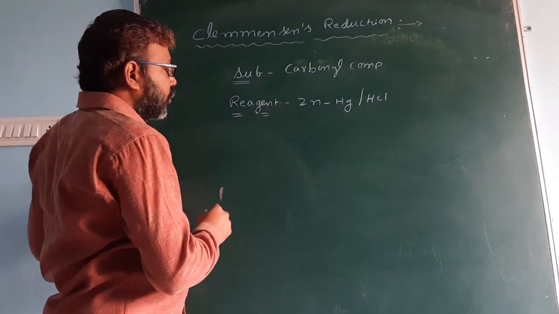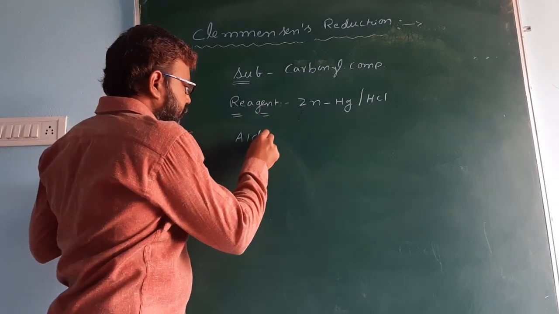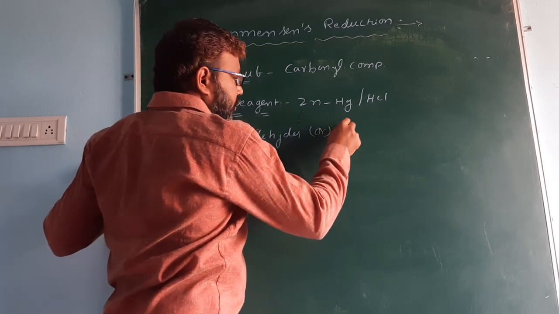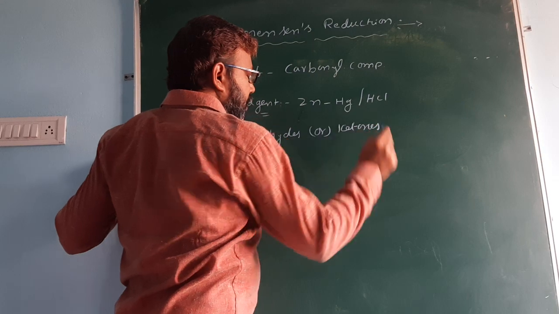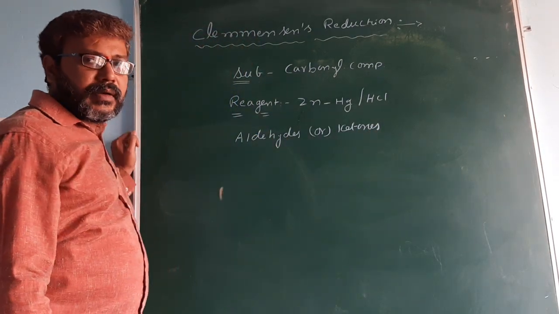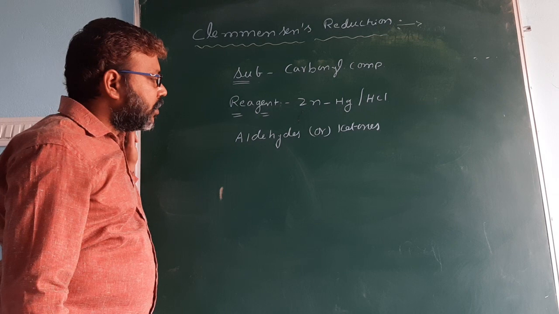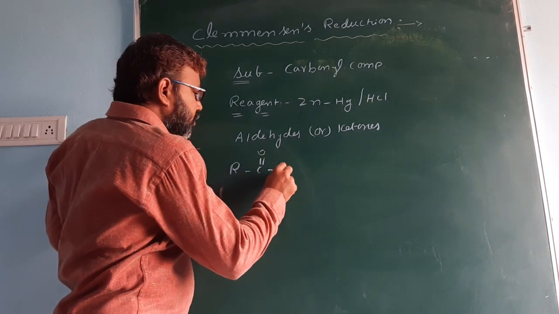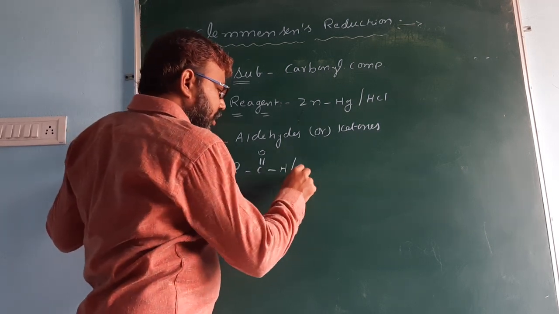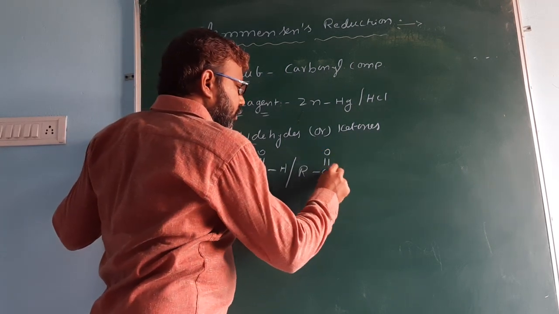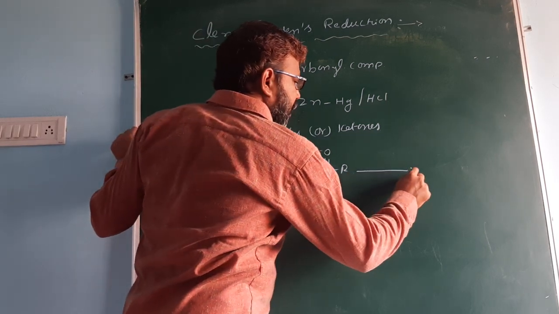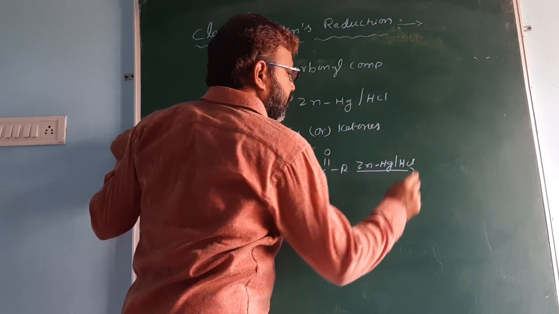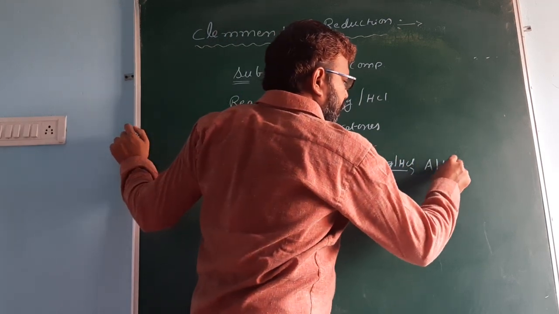So carbonyl compounds, aldehydes or ketones, undergo reduction in presence of Zn, Hg and HCl to give alkanes. So RC double bond OH or RC double bond OR undergo reduction in presence of Zn, Hg and HCl to give alkane.